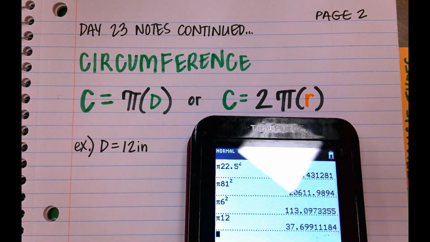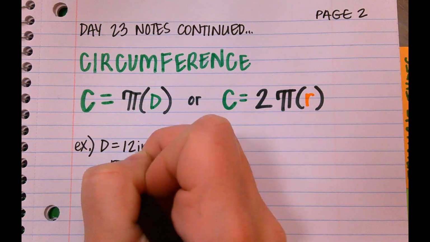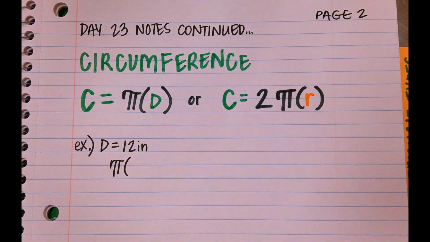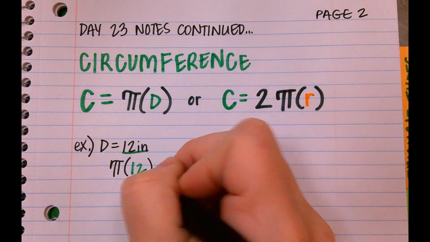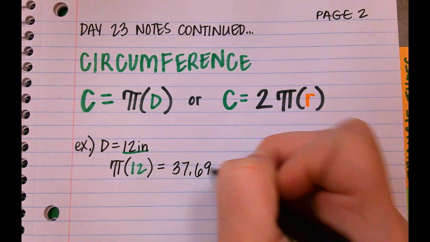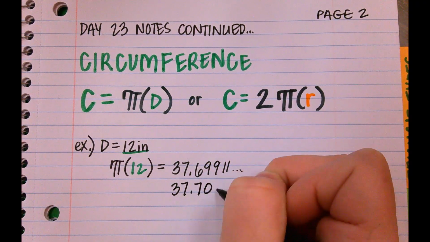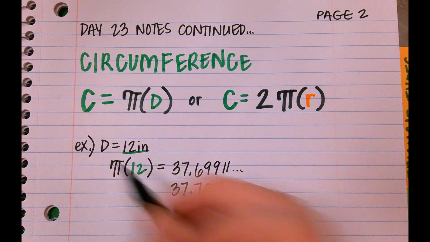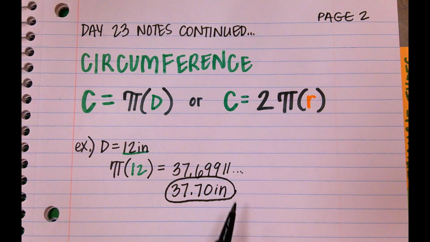If you put 37.69, that is still correct. So what we're doing here is pi times 12, and that's all we do. We get 37.699. I'll just go with 37.70 inches. And now circumference is just a length. It's like perimeter, so we don't need squared. It's just inches.